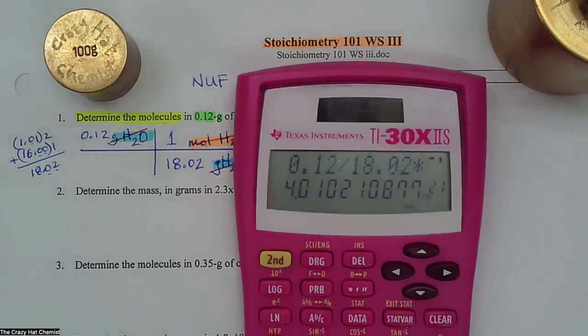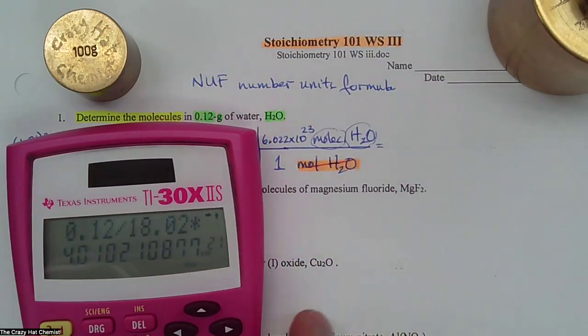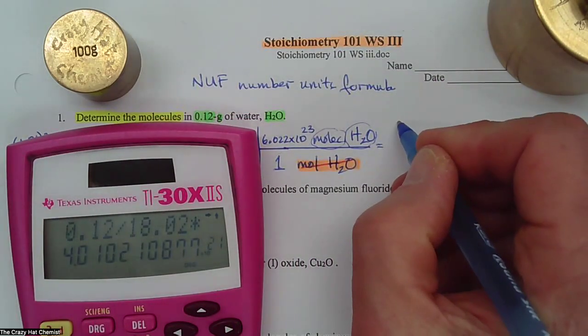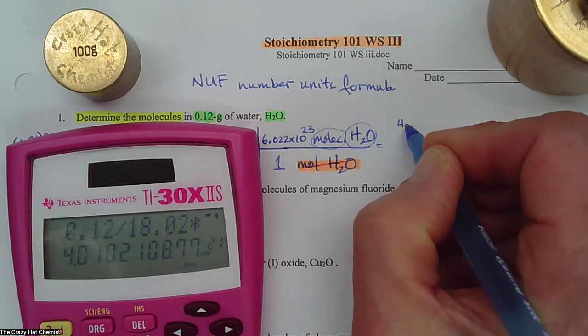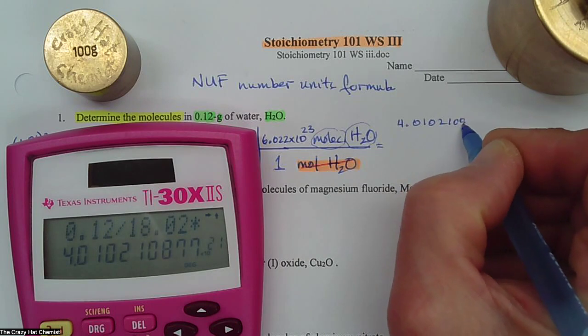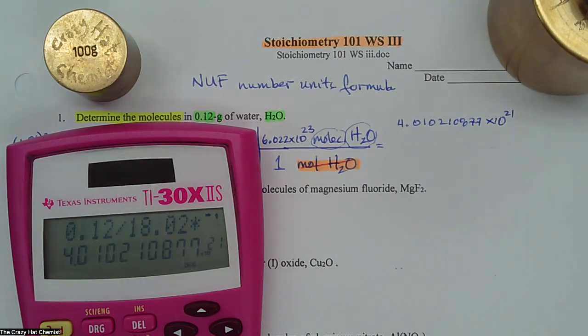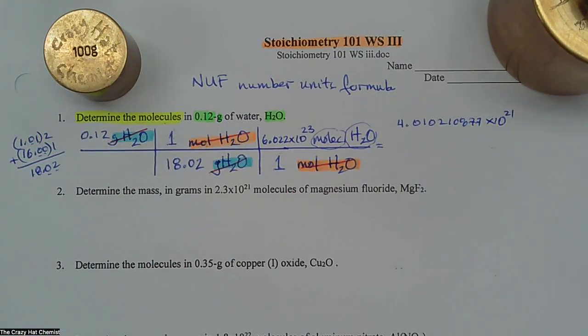Okay, and then so this is the number that I'm getting in my calculator right here. And hopefully you're getting the same number. You should be doing this with your calculator as well, so that you can verify what I'm getting on mine. So what I'm going to do is I'm going to write this number down up here. It's not completely rounded. 4.01021087 times 10 to the 21. You cannot forget about that exponent.